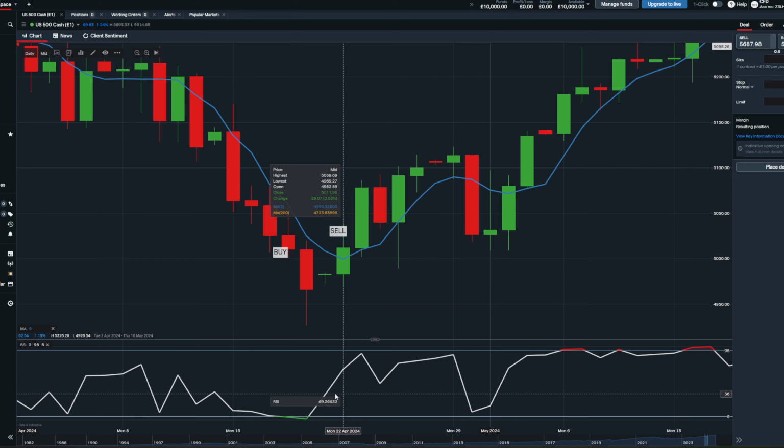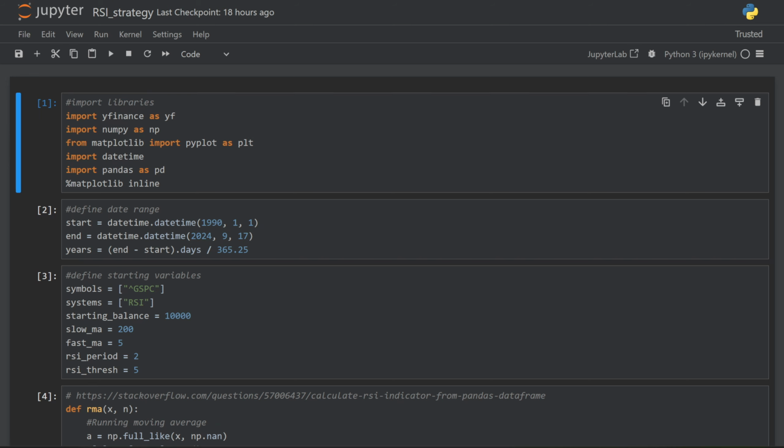The way the indicator is typically used is that you look for extreme values. For example, in this strategy, the RSI needs to go below 5 to give a trading signal. So let's take a look at the backtest for this strategy. I've put this together myself in Python. I'm not going to go too deep into the code, but just to give a quick overview, I firstly import all the libraries that I'm going to use.